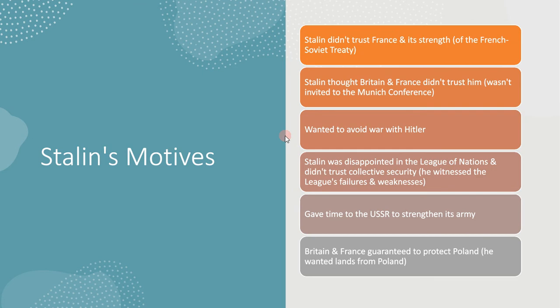And Britain and France guaranteed to protect Poland, which the USSR didn't like. They wanted part of Poland, and he didn't like France and Britain protecting it at all.